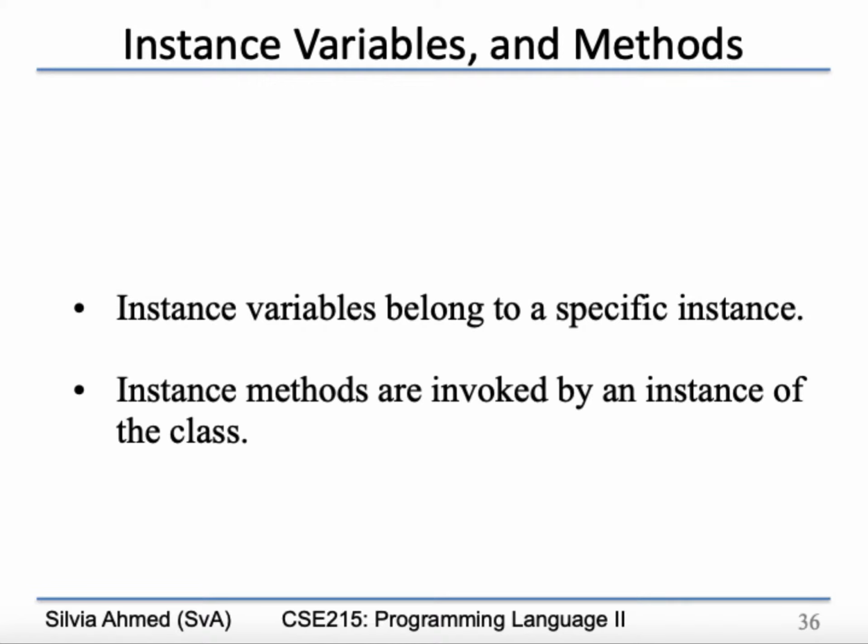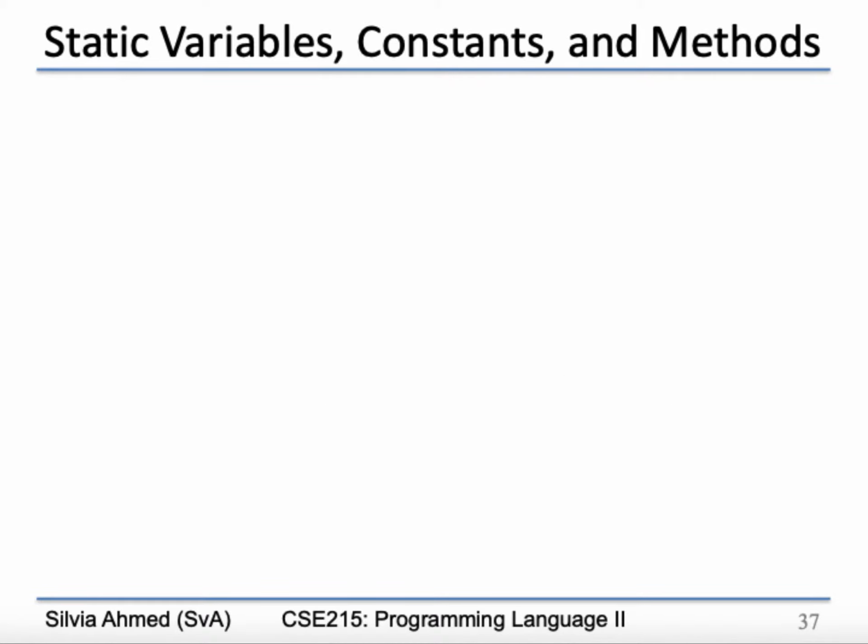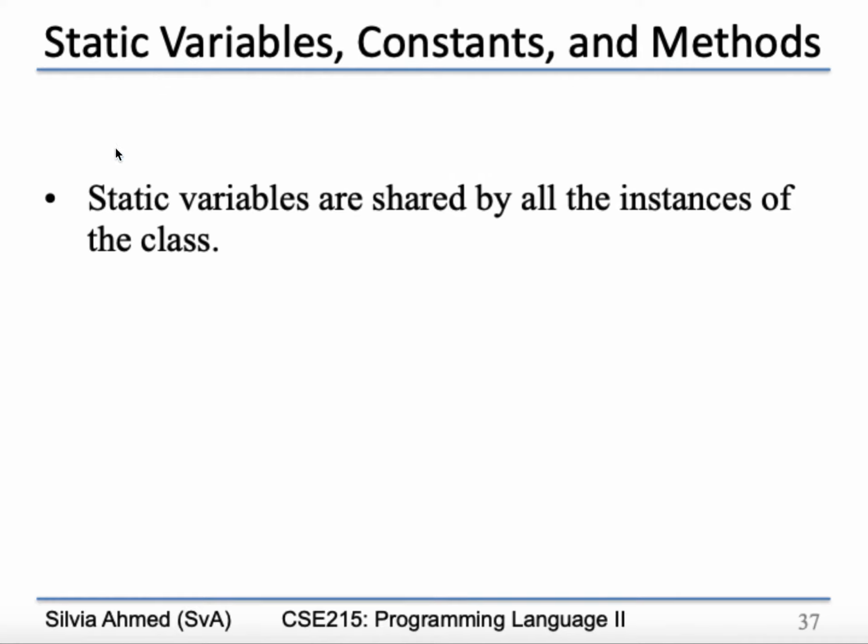As opposed to instance variables and instance methods, we have static variables, static constants, and static methods. Static variables are shared by all the instances of the class. That means these are the data fields of a class that are not dependent on any specific object. Rather, they are common to all objects that are created from the class. We will see an example shortly.